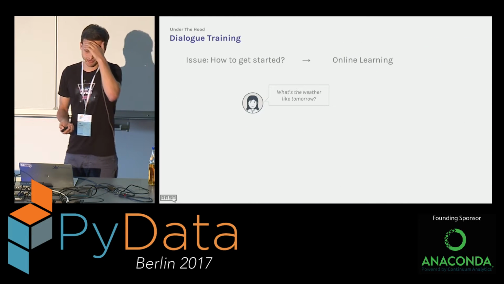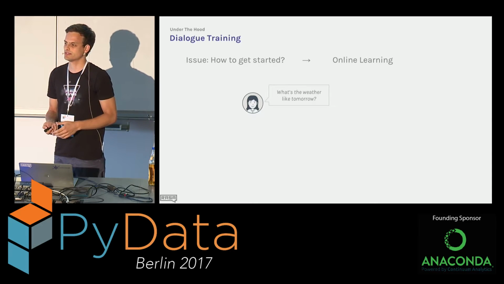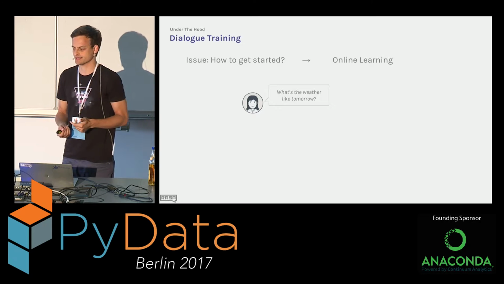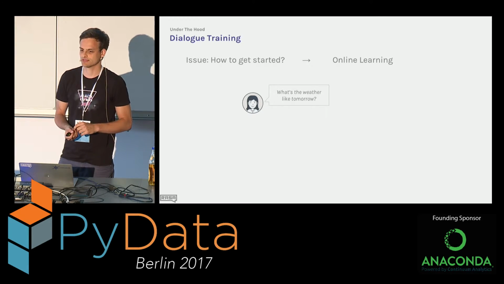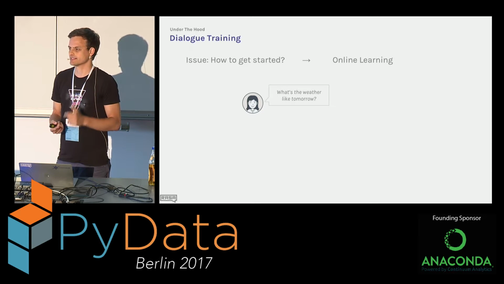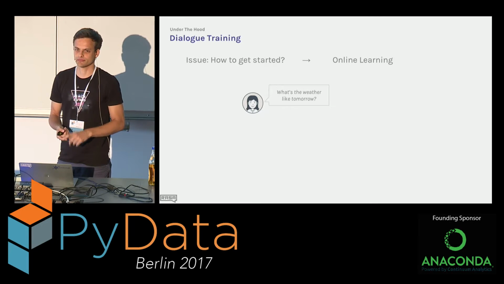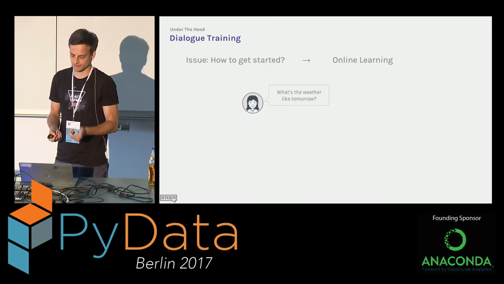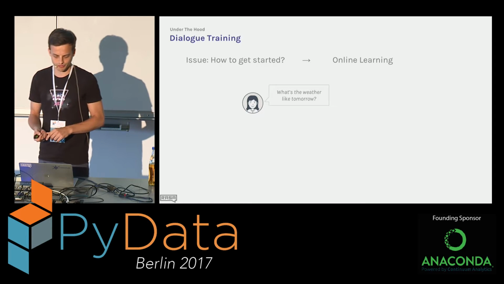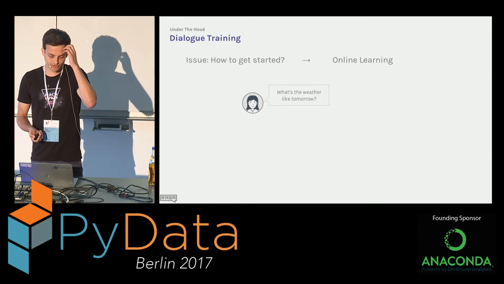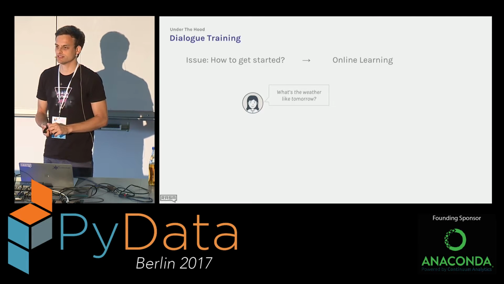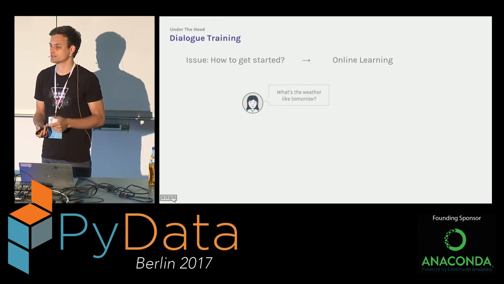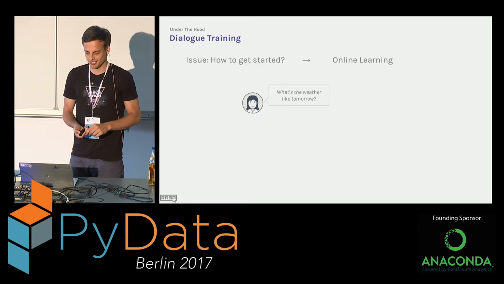But how to get started, right? So how do we generate training data? Usually when you create an assistant, you don't have any data. So you might be able to create messages, which is pretty easy. So collecting data about greetings, goodbyes, and stuff like that, and what's the weather like tomorrow, or how's the weather going to be. But you still need training data for the dialogue. And the solution here is using online learning. It's one solution, it's not the final solution.